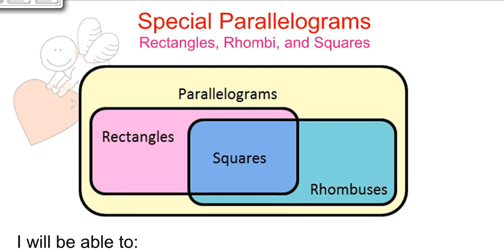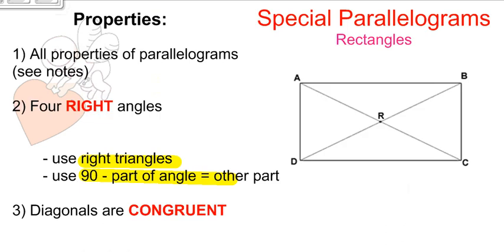I like to think of the parallelogram as the grandma or the grandpa. Okay, and then the rectangle and the rhombus are the mom and dad, and the square is the perfect love child of the two. So we're first going to look at the rectangle.